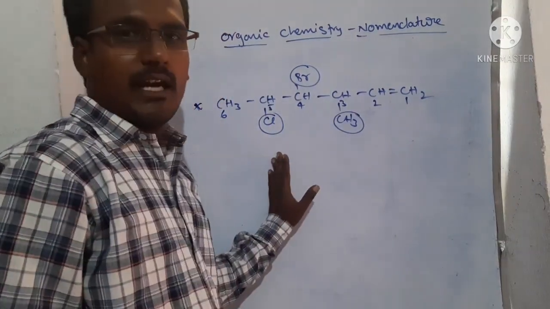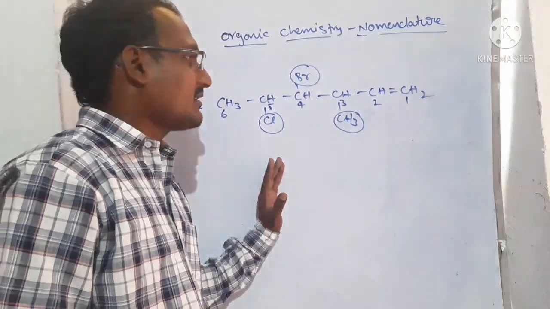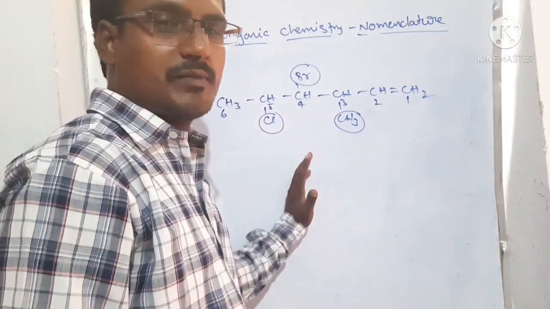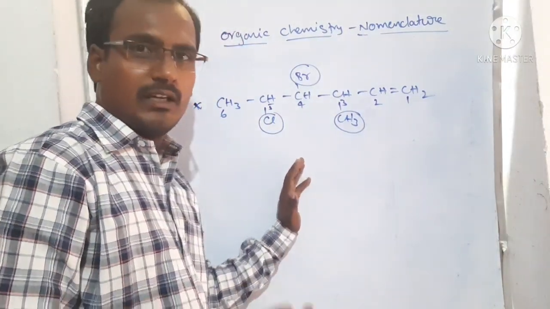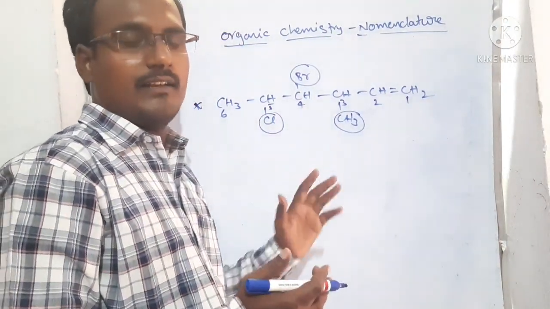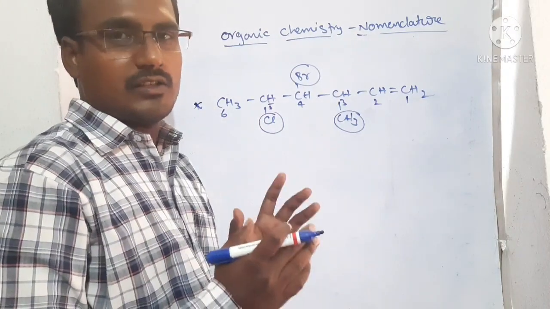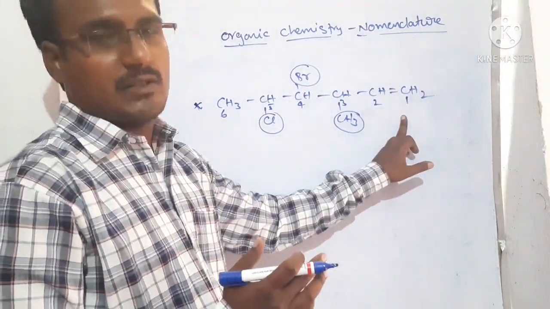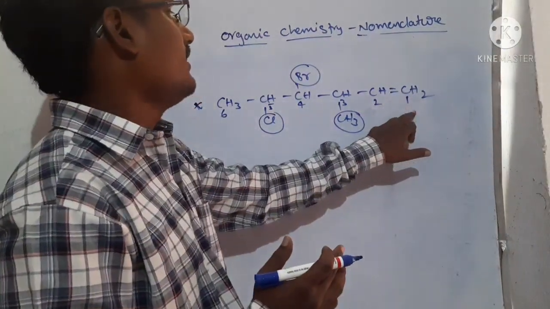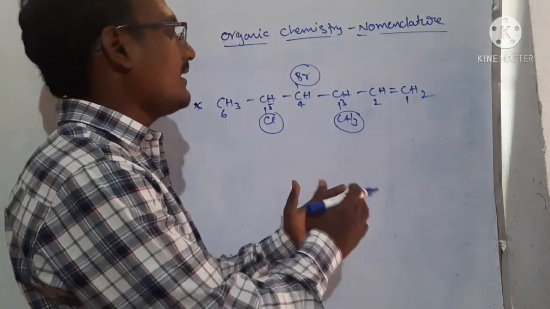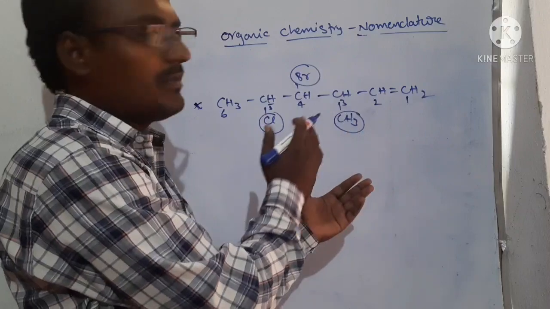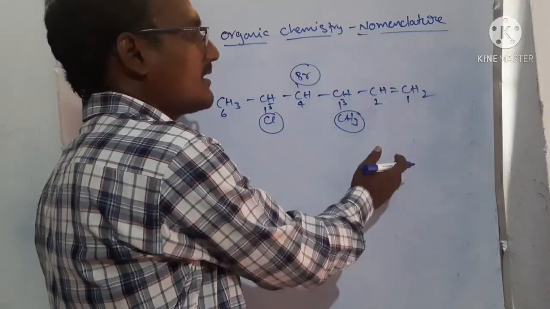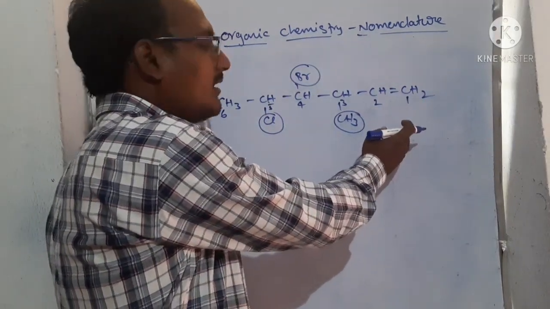So always give the priority to the double bond if it is present, or the triple bond, or any functional group if it is present on the side. Give the priority to that functional group. Here the double bond is the functional group, so it will be the first priority. So it is the correct one. Without looking at right to left or left to right, we number from the lowest number, giving first priority to the double bond.